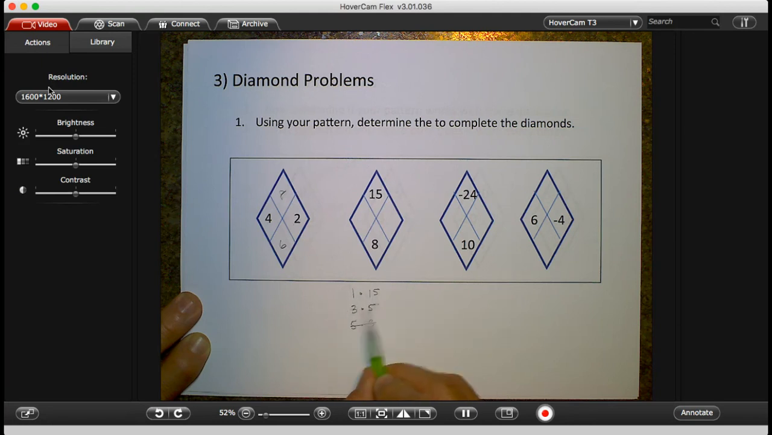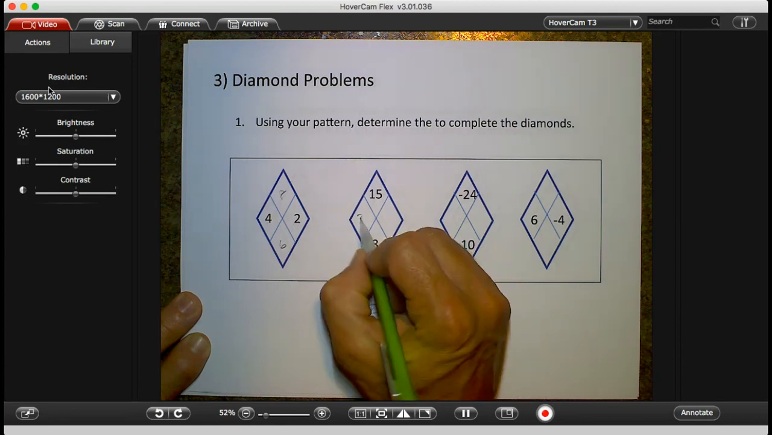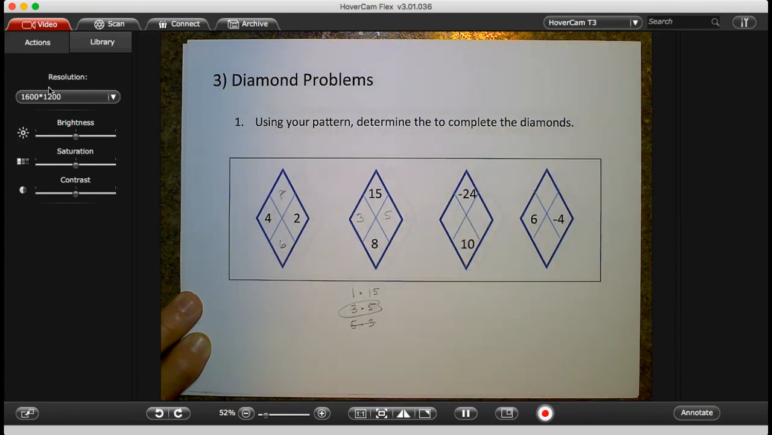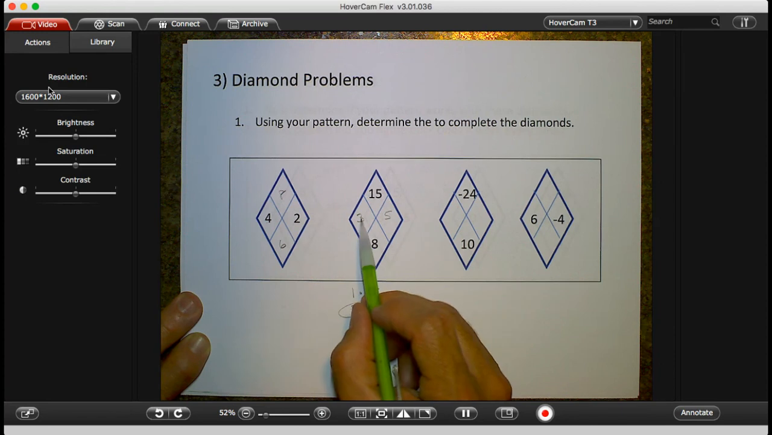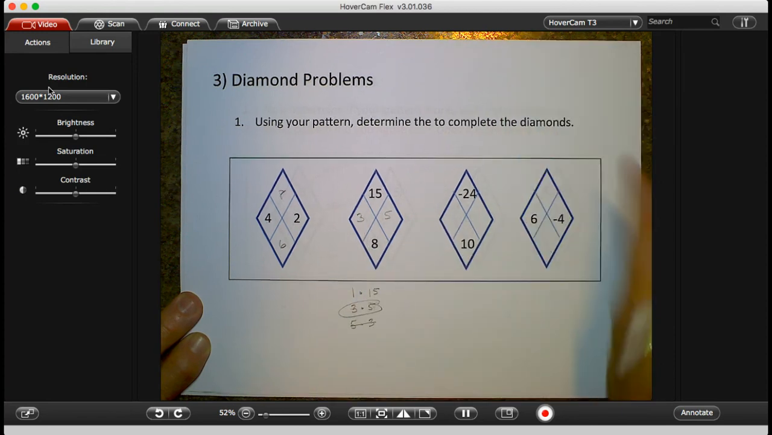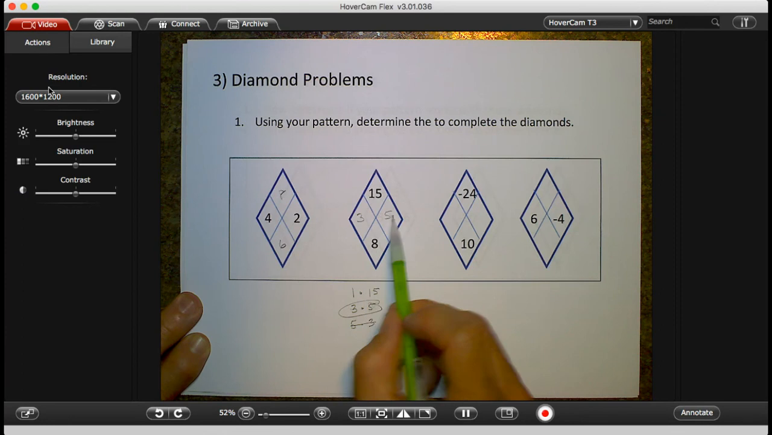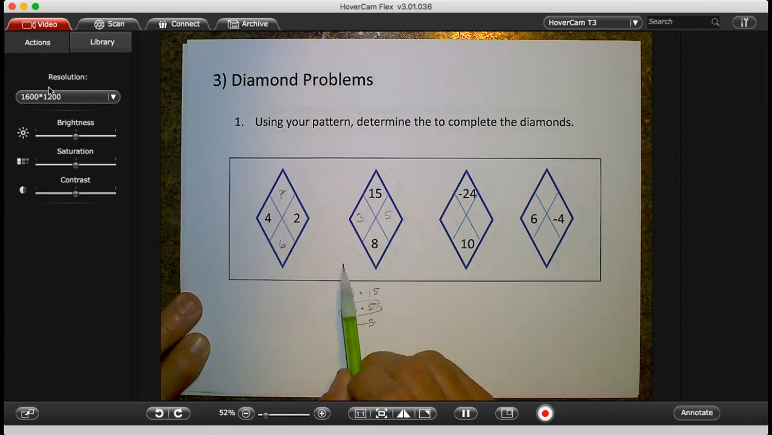Now, which of these add up to 8? Well, it would be 3 and 5. So we would put 3 and 5 there. You could also put a 5 on the left and a 3 on the right. That doesn't matter. So the factors can go on the left side or the right side.